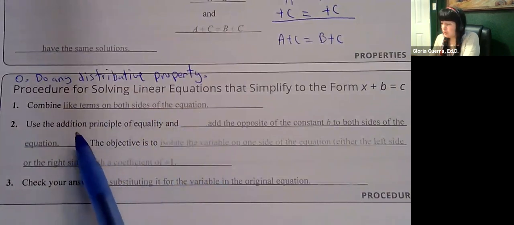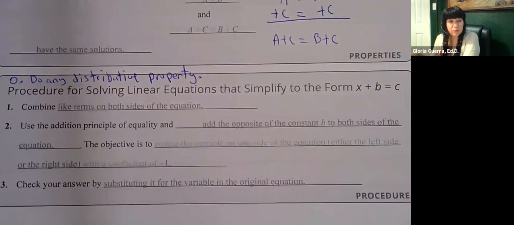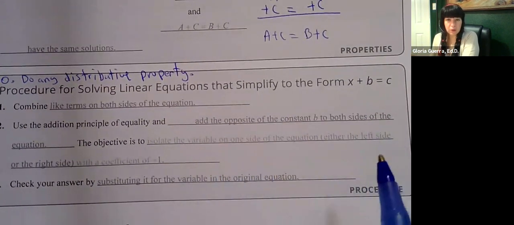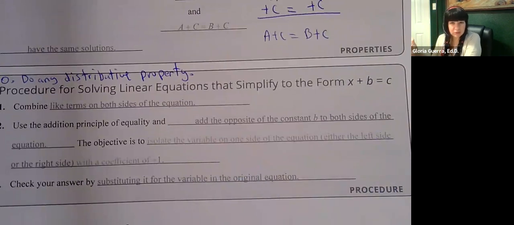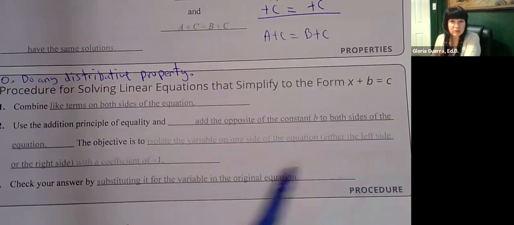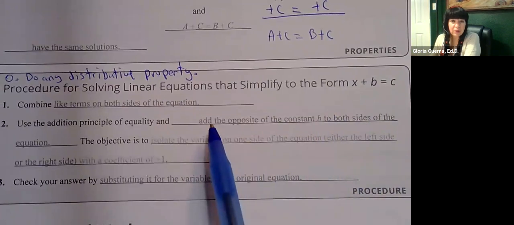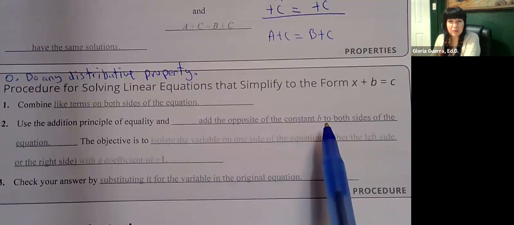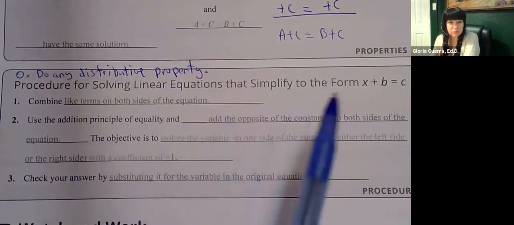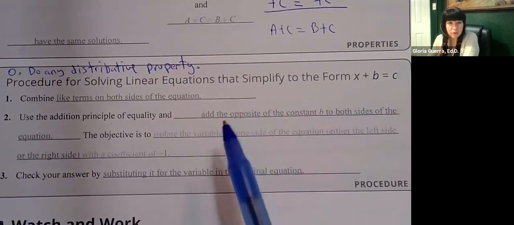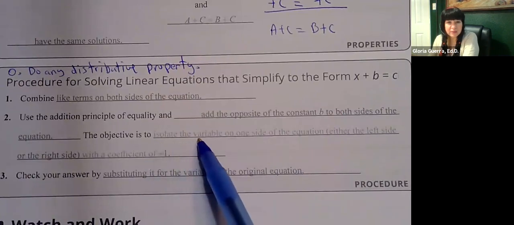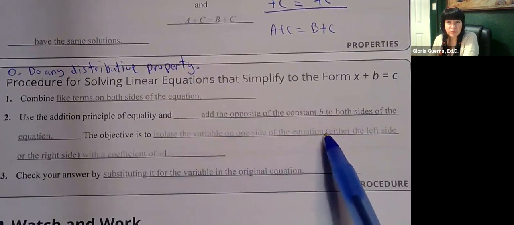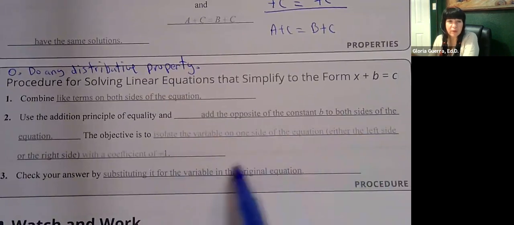And then you want to use that addition principle of equality, where you're usually either adding or subtracting the same term to both sides of the equation. So they say that you're adding the opposite of the constant b to both sides of the equation. So you're adding the opposite. The objective is to isolate the variable, get the variable by itself on one side of the equation, either the left side or the right side.